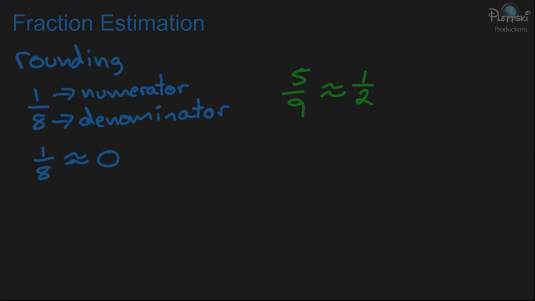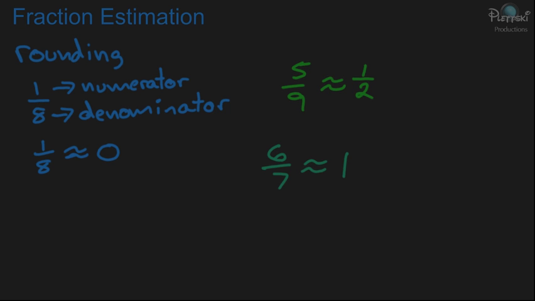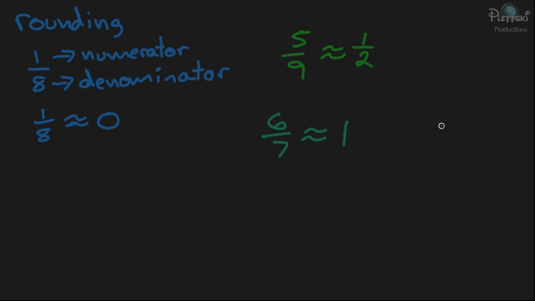Okay, now one more example of just a basic fraction and rounding could be, let's say, 6/7. Now 6 is almost as great as 7. It's really close to 7. So we're going to round 6/7 to 1. Okay, so that's the first step. Now, if it's just a regular ordinary fraction, this is how we're going to round.